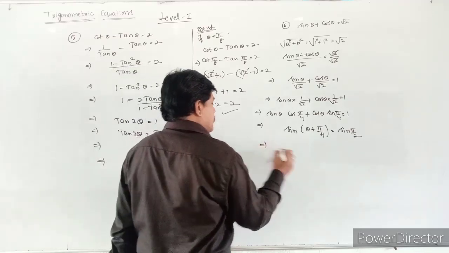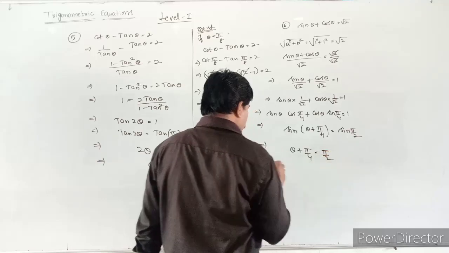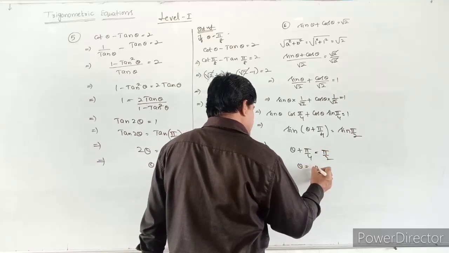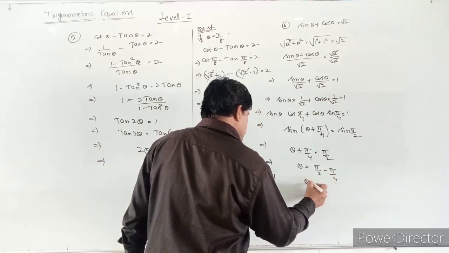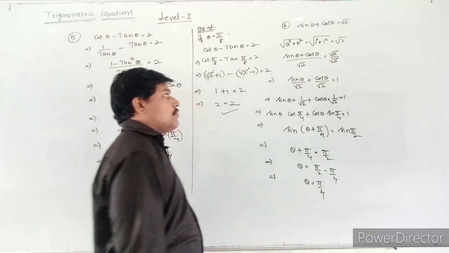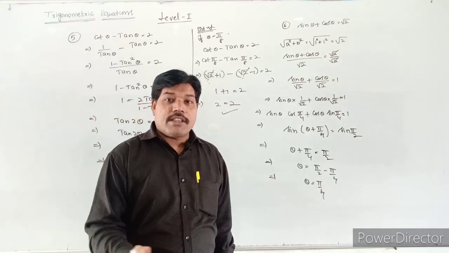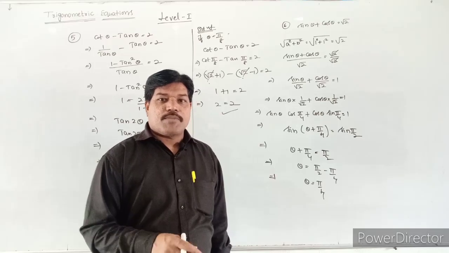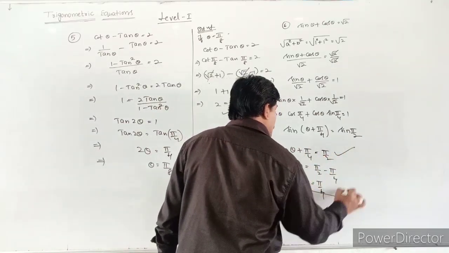So that implies theta plus pi by 4 is equal to pi by 2. So that implies theta is pi by 2 minus pi by 4. So 90 minus 45 is nothing but 45. So what is the principal solution, students? Theta is equal to pi by 4. So what is the question they are asking? They are asking only theta plus pi by 4. Theta plus pi by 4 value is pi by 2 only. So pi by 4 is not the option here.